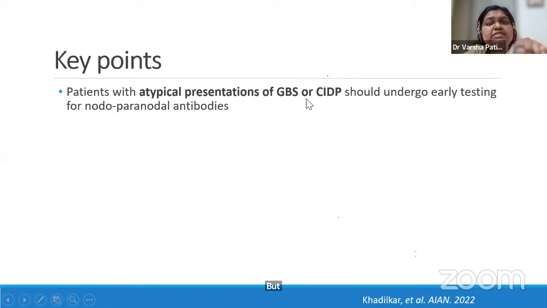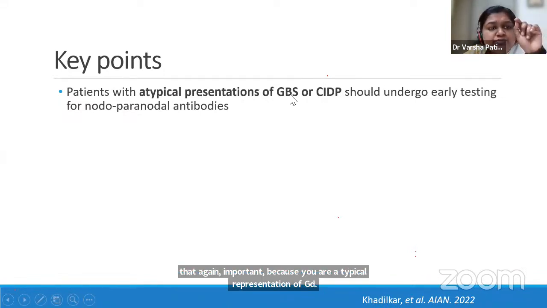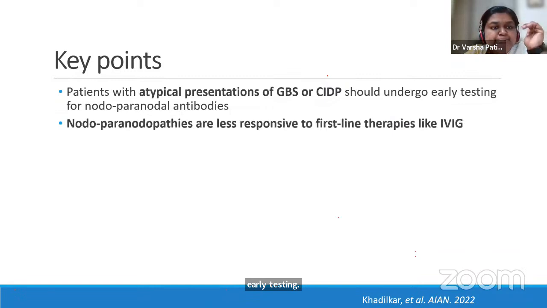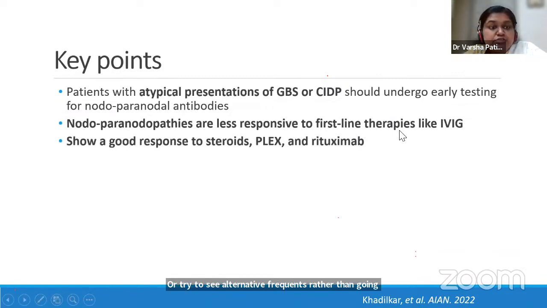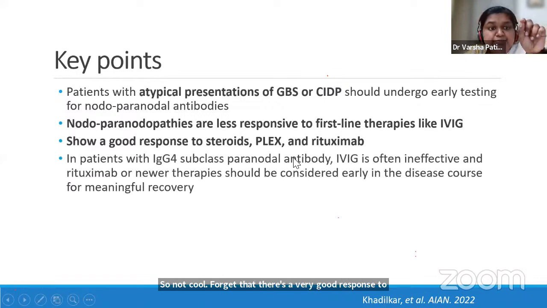So why is that again important? Because with your atypical presentations of GBS or CIDP, you need to keep your eye open and try to send early testing or try to see alternative treatments rather than going stepwise. These are less responsive to your first-line therapies like IVIG. So not to forget that there's a very good response to steroids, plex, and rituximab.